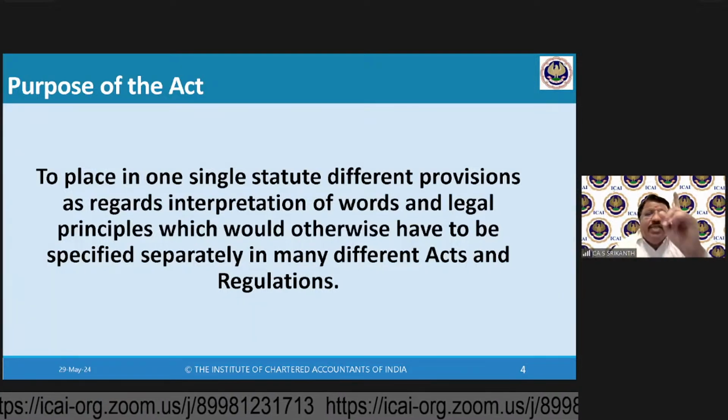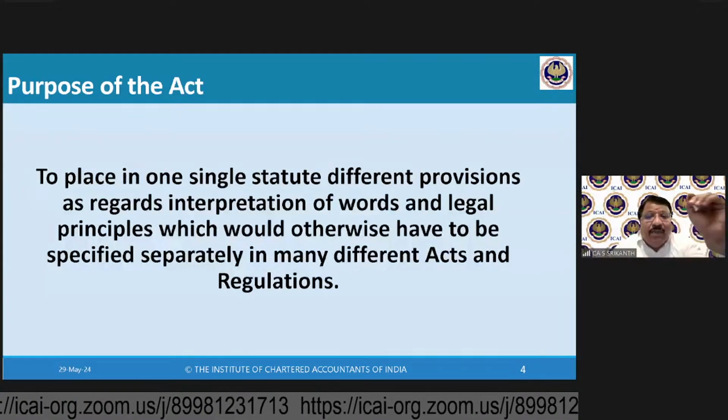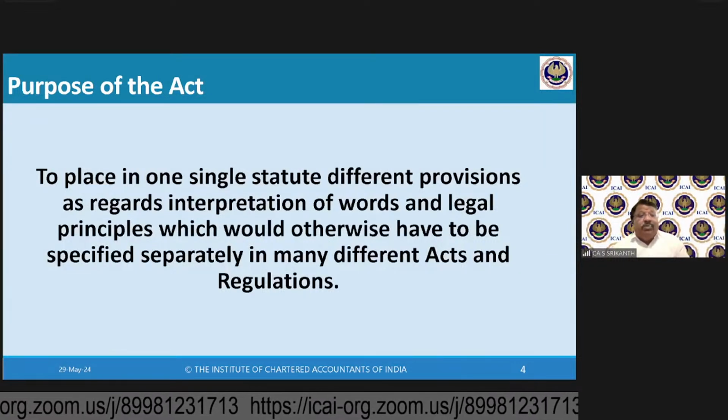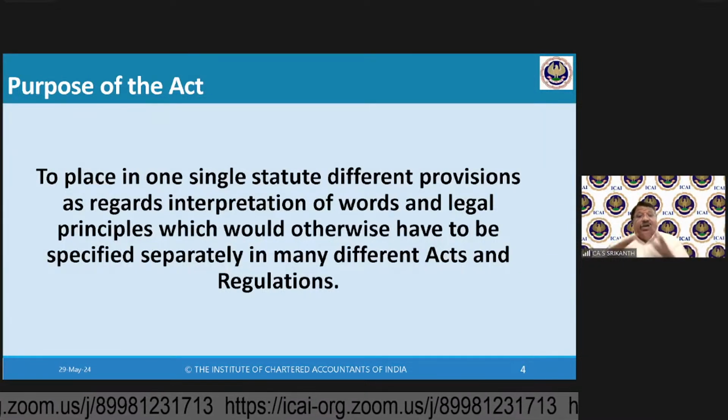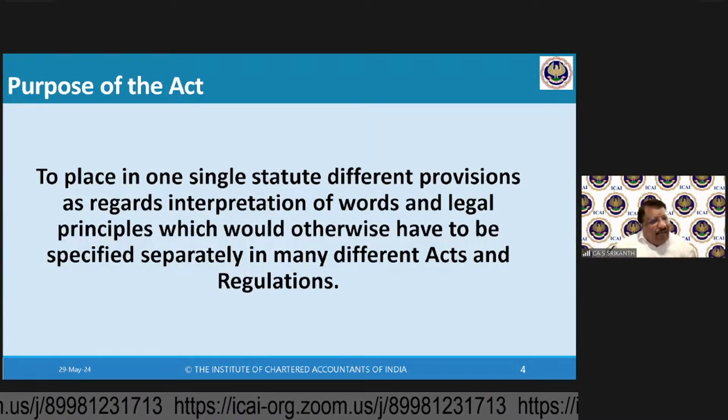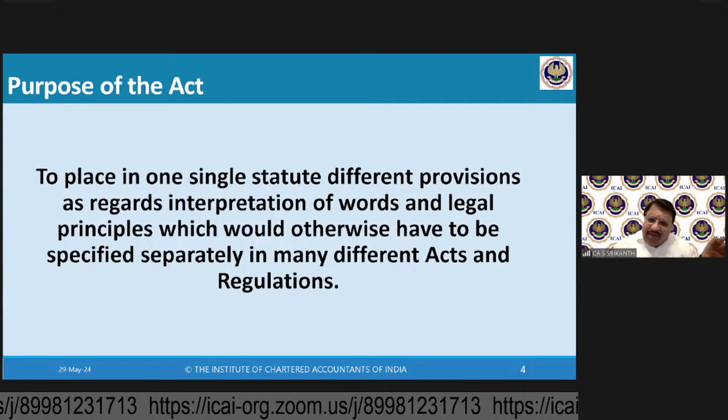The idea is to place in one single statute different provisions as regards interpretation of words and legal principles, which would otherwise have to be specified separately in many different acts and regulations. So it's a consolidating act. It is an enabling act, a consolidating act. It's available.